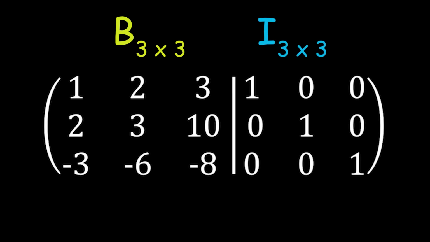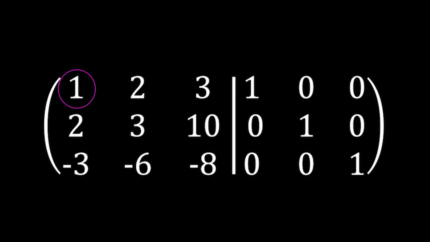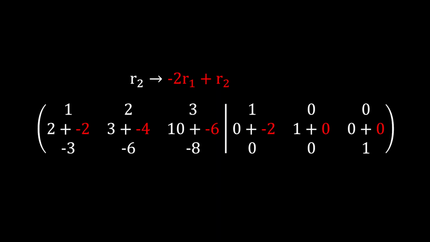As always, the first step to Gauss-Jordan reduction is to get a 1 in the top left corner. Luckily for us, we already have a 1 there, so now we can start looking to get zeros underneath it. So the first thing we should probably do is get rid of that 2. What we're going to do is multiply the first row by -2 and then add it to the second row.